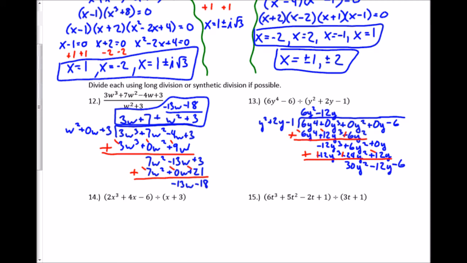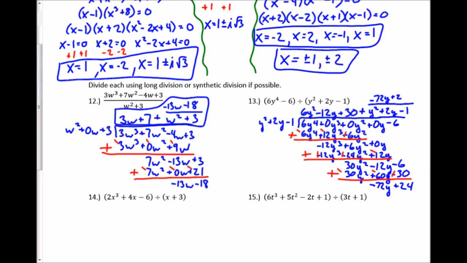And I start over. I'm going to have to multiply by a 30 here, which gives me a 30y squared plus 60y minus 30. Now I'm going to subtract, which is the same as adding the opposite. That gives me a negative 72y plus 24, and I can't go any further, which means that's my remainder. So I put a little plus sign here. It's a negative 72y plus 24 all over the thing I was dividing by, which is the y squared plus 2y minus 1. Okay? And that's it.